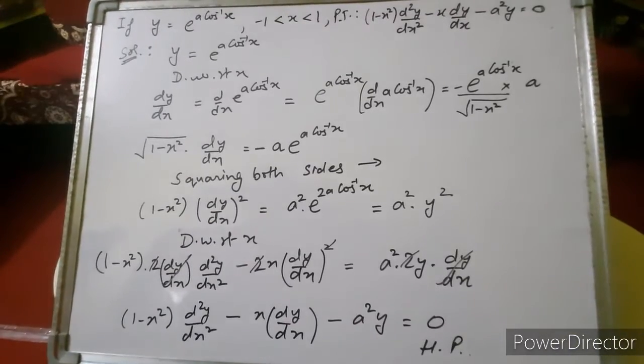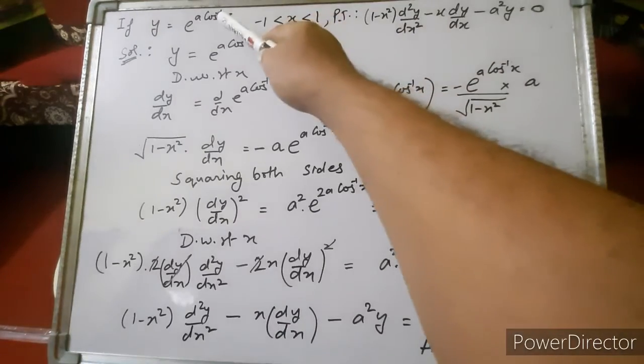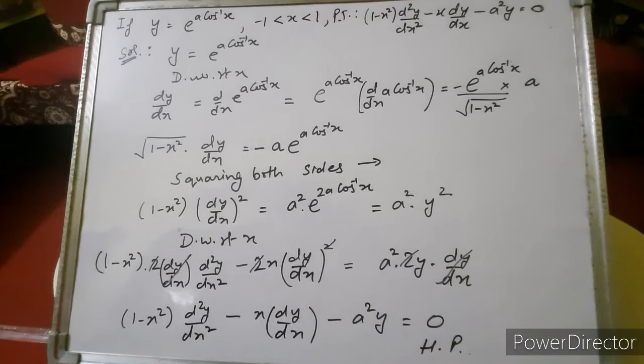Now let's see another sum, children. In this sum, it is given that if y equals e to the power a cos inverse x, and the value of x is in between minus 1 and 1, then prove that 1 minus x square d2y by dx2 minus x dy by dx minus a square y equals to 0. That means this is given and this we have to prove.